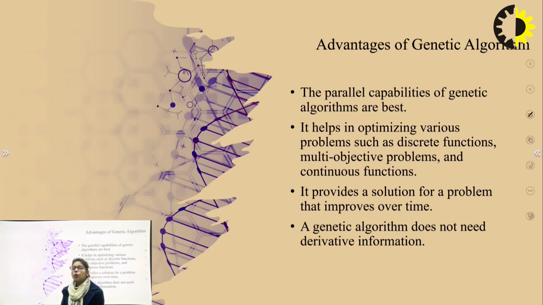Advantages of genetic algorithms. The parallel capabilities of a genetic algorithm are the best. It helps in optimizing various problems such as discrete functions, multi-objective problems, continuous functions, etc. Now, what are discrete functions? Discrete functions are classification functions where we classify into two types, basically two classes. For example, binary classes: male, female, true, false, yes, no.